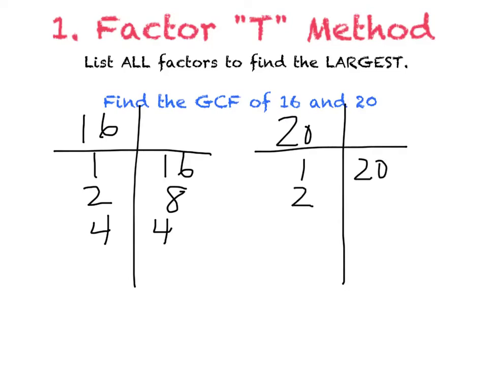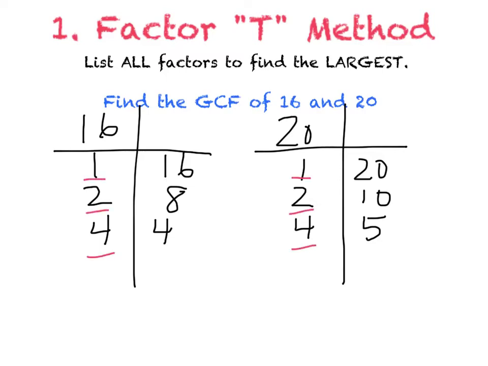2 goes in evenly, so I have 2 and 10. 3 does not go in because my sum is just 2. 4 goes in 5 times, so 4 and 5 meet, so I know I'm done listing my factors. Now I'm going to look and see what numbers are the same. Well, I notice this whole column is the same: 1, 2, 4, 1, 2, 4.